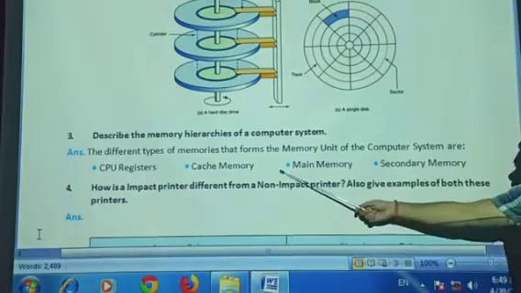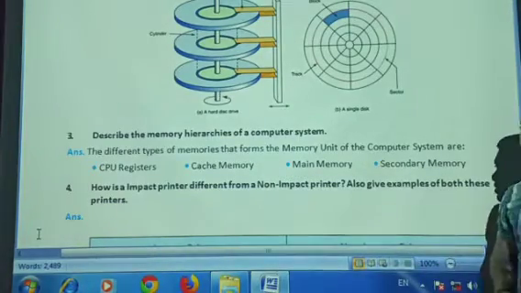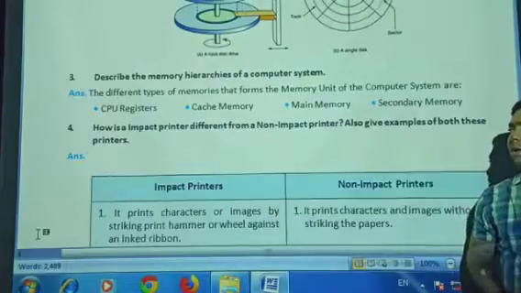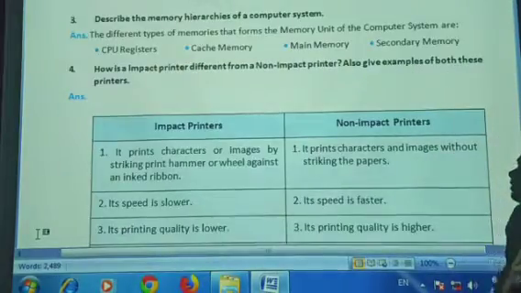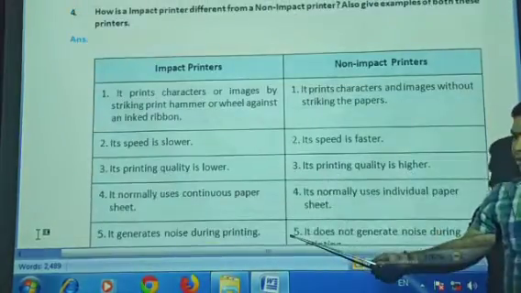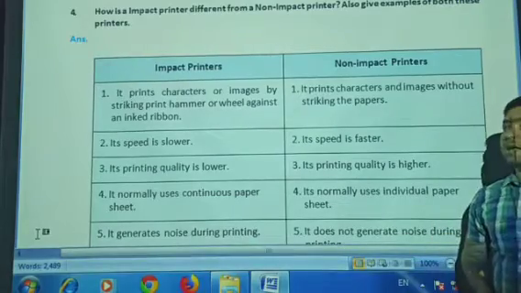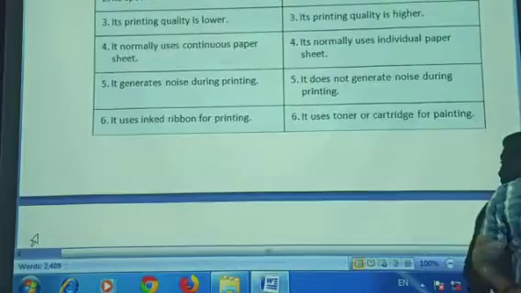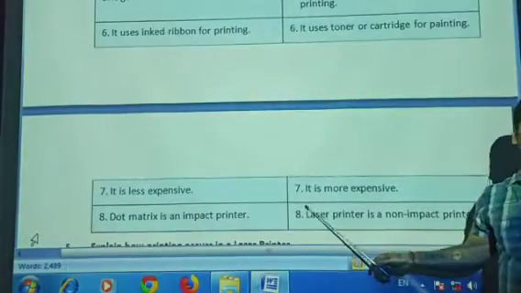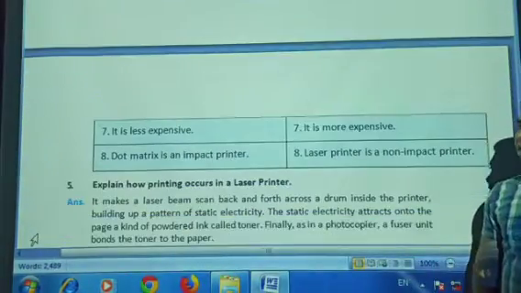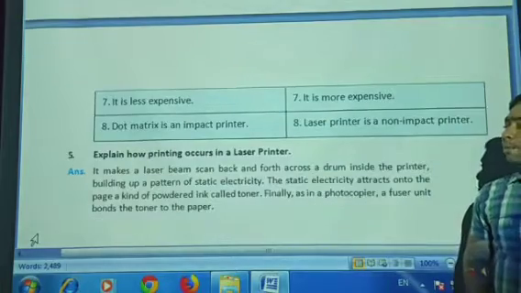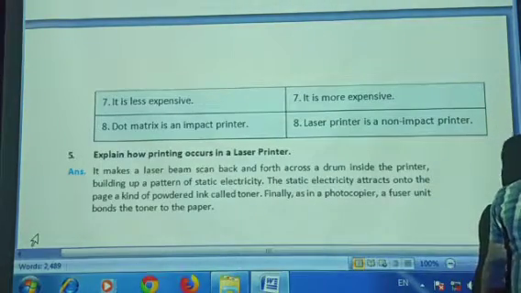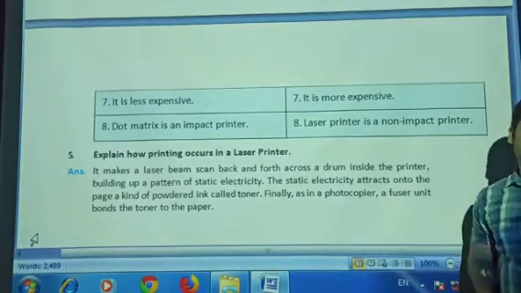These are the memory partitions given. Now question number 4, how is an impact printer different from a non-impact printer? Differences are given. Actually 7 differences are there. 5 are these and the rest of 2 are downside. So total 8 differences are there. Last question, explain how printing occurs in laser printer. This is our last question.